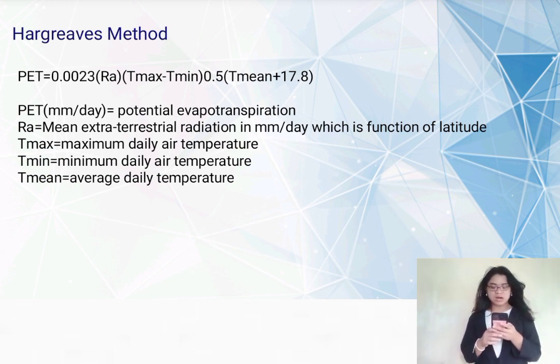In essence, the Hargreaves method helps estimate how much water plants need by using average, maximum, and minimum temperatures to infer the potential evaporation and transpiration. This makes it a practical tool, especially in regions with limited weather data.